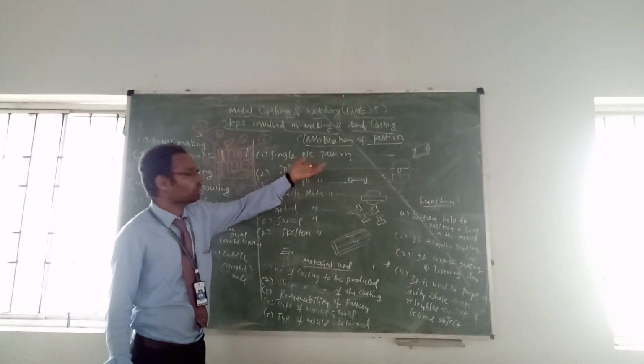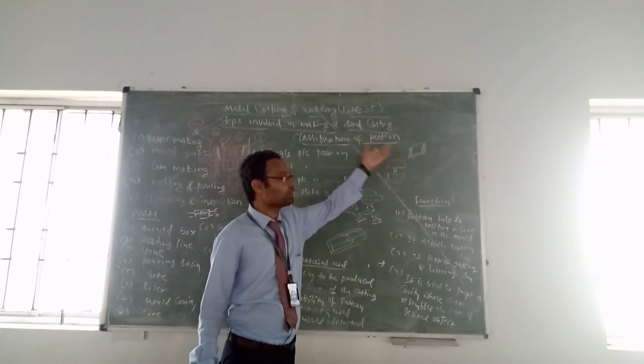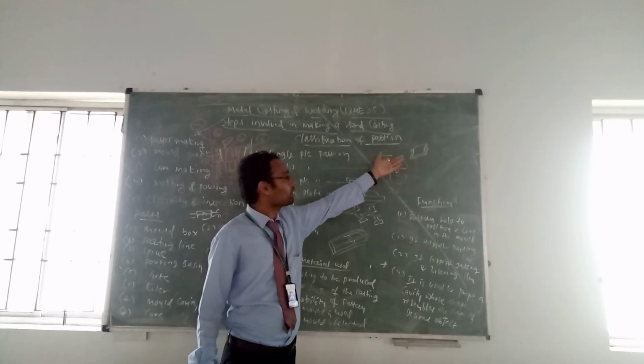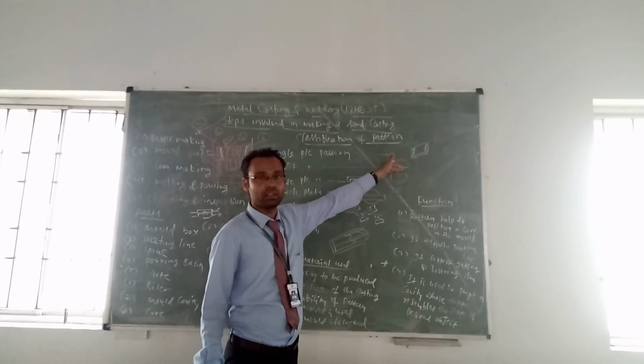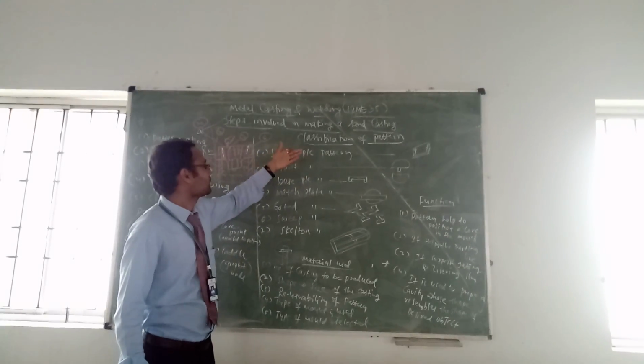Single piece pattern means, you know, we want this rectangular shape of the product, made with the help of wood like that, and keep it in the mold box, around which a cavity will form, into which you can pour molten metal. You will get a rectangular shape of the object. That is called a single piece pattern.